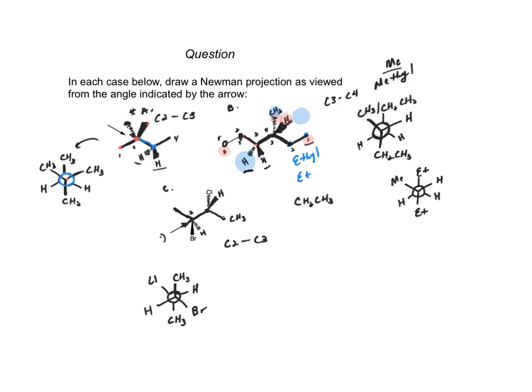So it's kind of ugly as I draw it like that. If I go ahead and redraw it using our little methyl ethyl convention, I've got a Me, I've got a Br, and I've got an H, and then I've also got an Me, I've got an H, and I've got a chlorine. So a couple different ways to draw the exact same projection.